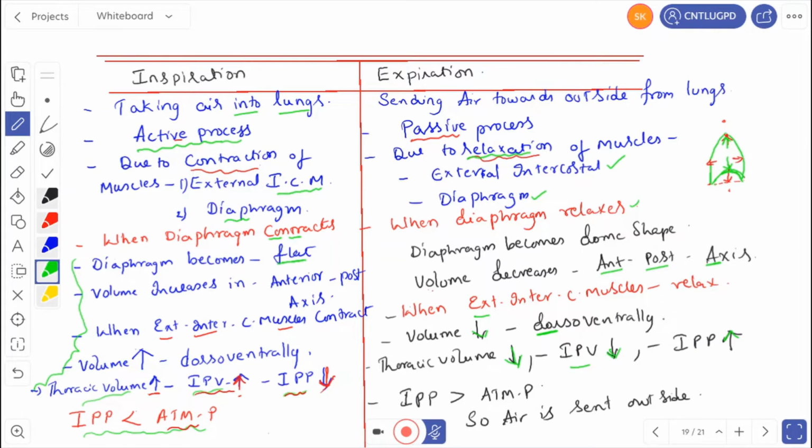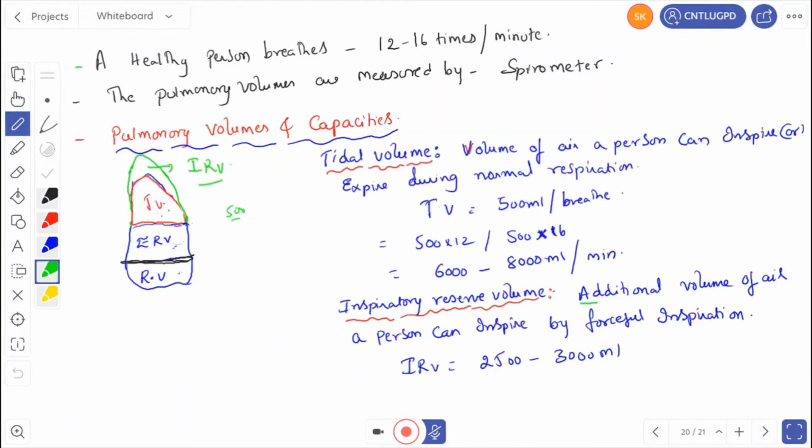Just imagine that you are compressing a balloon. When you are compressing the balloon, what is happening? You are pressing the balloon to reduce its volume, so the pressure inside the balloon is increasing. In the same way here, pressure increases inside the lungs. So intrapulmonary pressure is greater than atmospheric pressure, so air is sent outside. This is called expiration. Then how many times can a healthy person breathe? A healthy person can breathe around 12 to 16 times per minute.